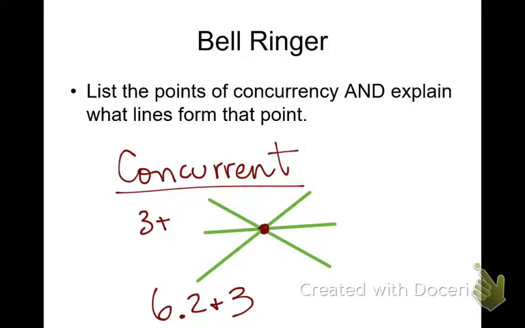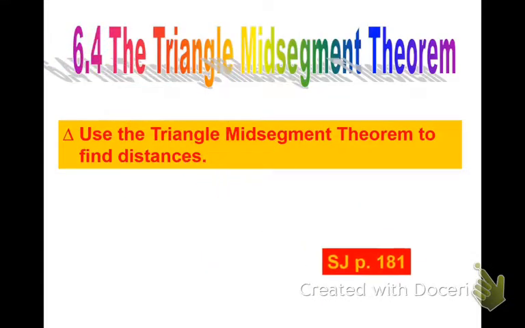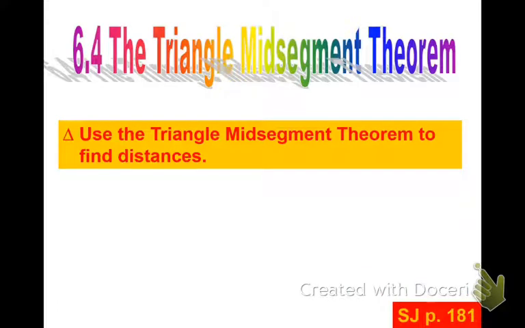All right, so let's go. 6.4, the triangle mid-segment theorem. You use the triangle mid-segment theorem to find distances. Basically, if you know how to half something and you know how to double something, then you will do completely fine in this section.